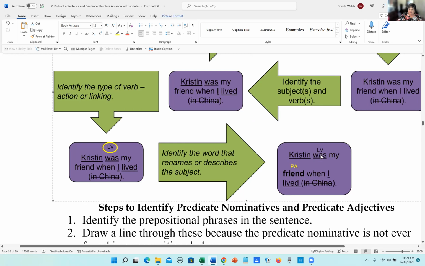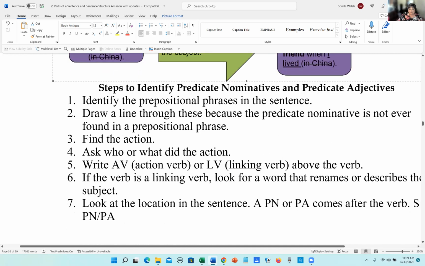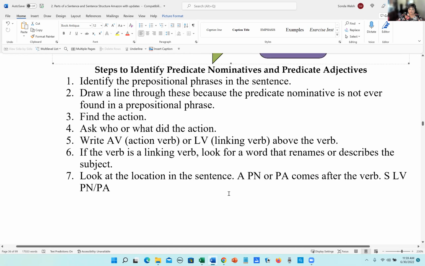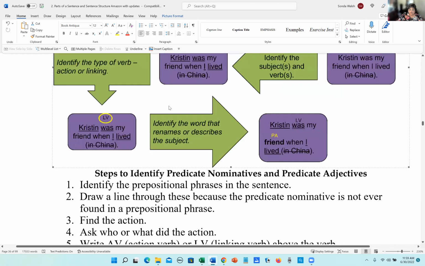The big key is the verb in a predicate nominative is a linking verb. And you can remember that because predicate means verb. Nominative means name. So a predicate nominative renames the subject. That's literally what it means. So here again are the steps to identify a predicate nominative. And we went over those.